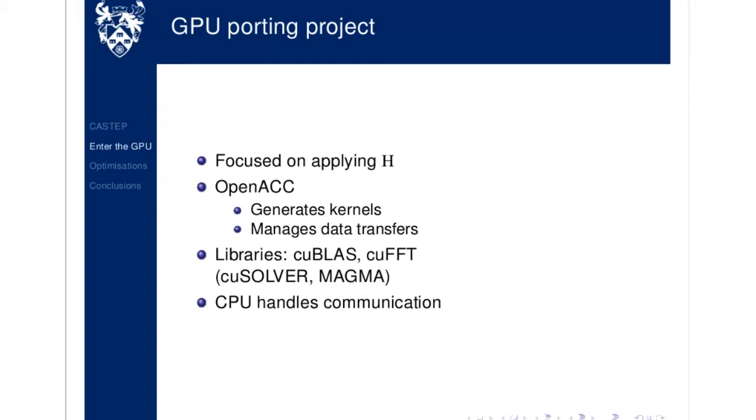So for the GPU porting project, we focused on applying that Hamiltonian matrix, and we decided on OpenACC, following our original principles of portability and easy development. We use OpenACC to generate kernels and manage data transfers, but the idea was to drop in QBLAS and QFFT, where we currently use the BLAS and the FFT libraries on the CPU, and of course QSolver or perhaps Magma as the LAPACK equivalent. The CPU still handles the communication.